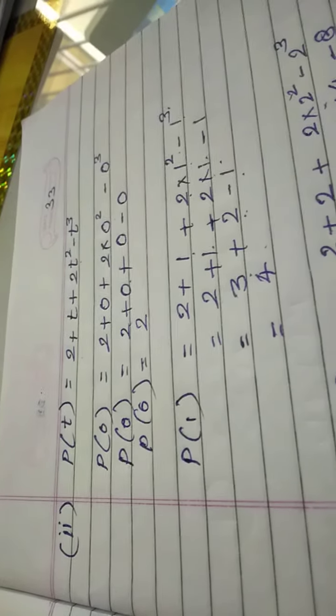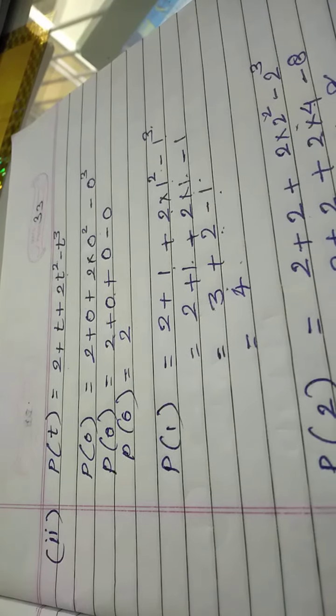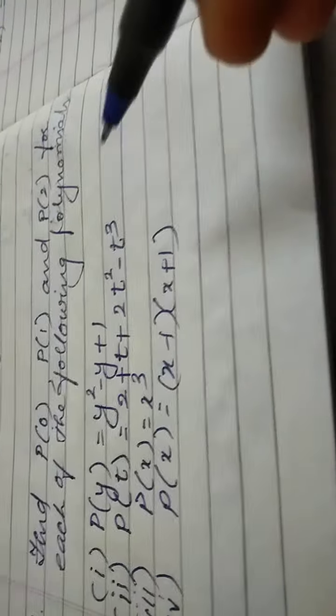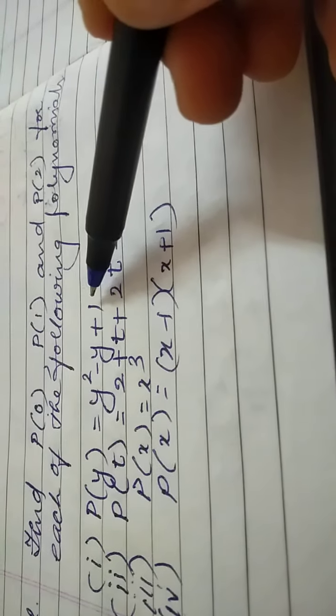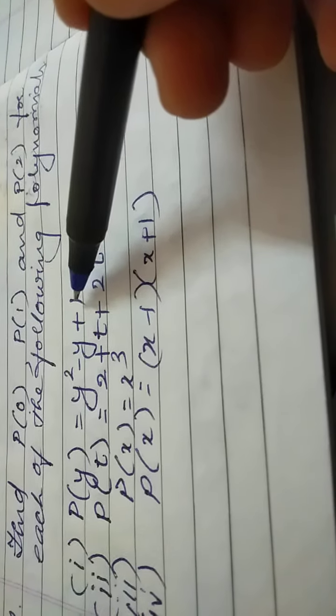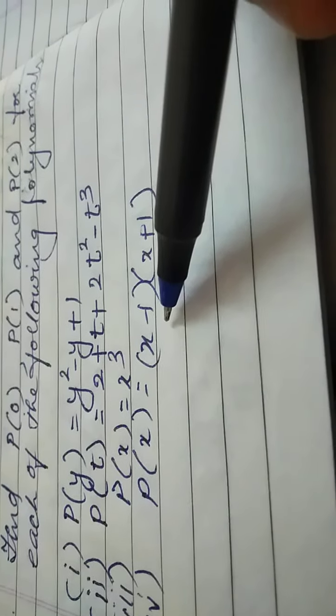Similarly, in the same equation, there are some more polynomials given over here, and you have to find out the P of 0, P of 1 and P of 2 for first, third and fourth. This you will do by yourself. Okay. Now let's see the next question.